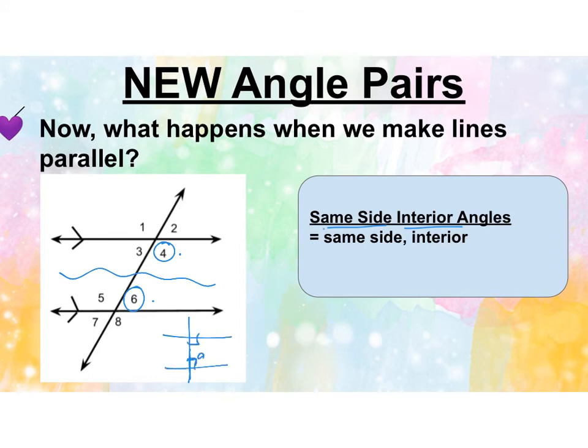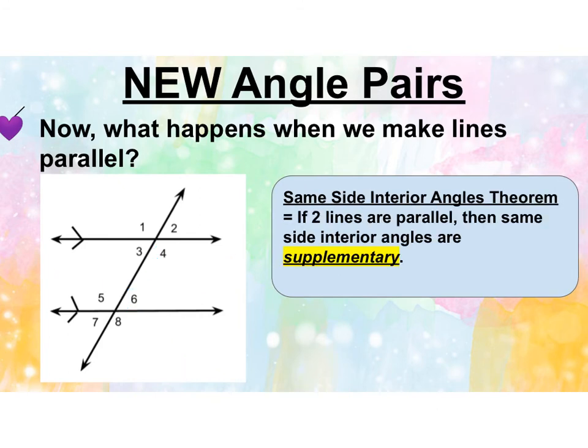But if they were both 90, then they would have to add to 180. So what happens here is 4 and 6 are going to add to 180, and two angles that add to 180, we call those supplementary. So our same side interior angle theorem says if the lines are parallel, then same side interior angles are supplementary. There's no marking for that, so we could just say the measure of angle 4 plus the measure of angle 6 equals 180.